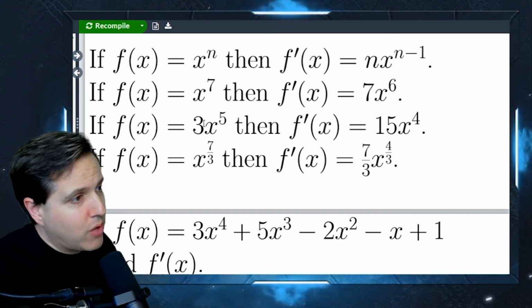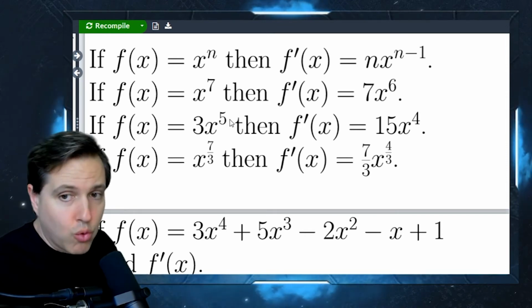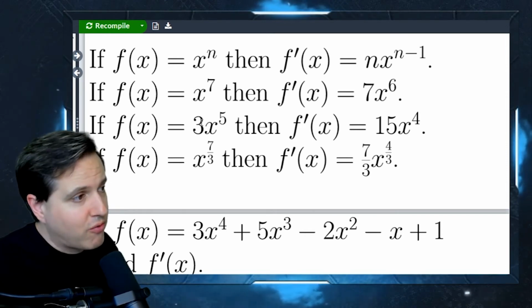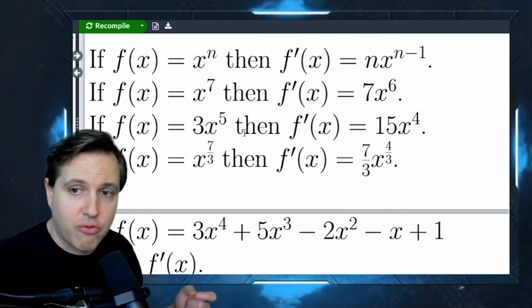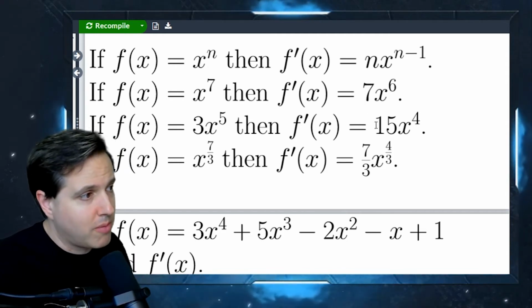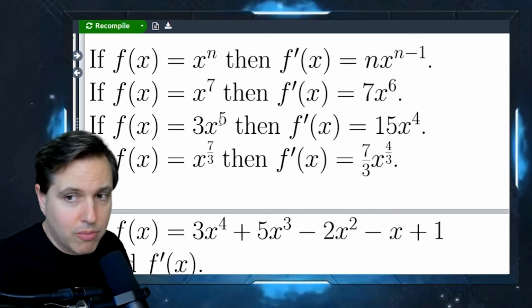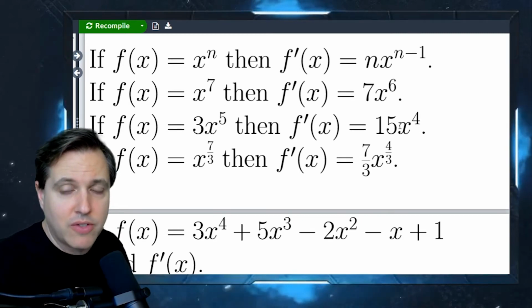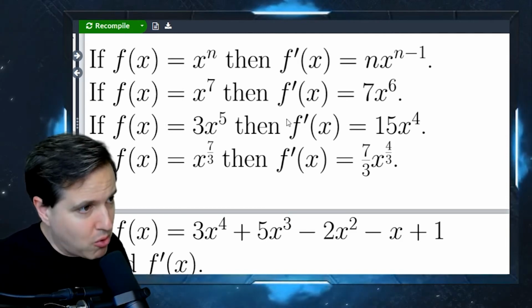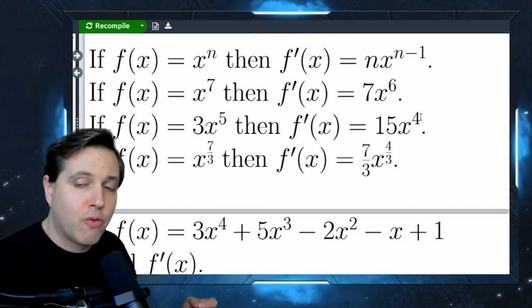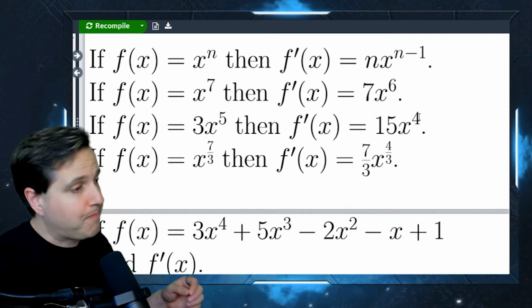Well, if we have 3x to the 5th, our rule tells us that we should bring the 5 down in front, and it multiplies the 3. So that's where this 15 is coming from. It's the 3 that was already there times the 5 that you're multiplying of the exponent. So it becomes 15. We decrease that exponent by 1, giving us a 4. So 15x to the 4th.